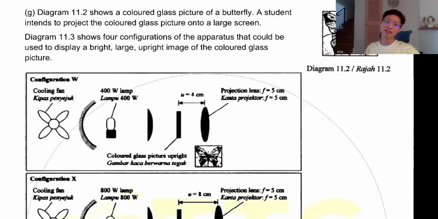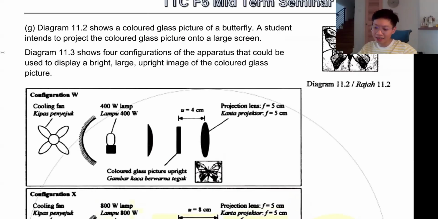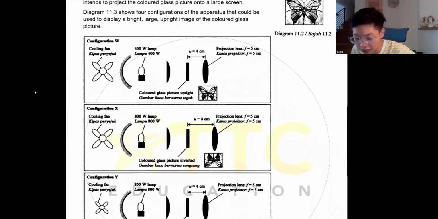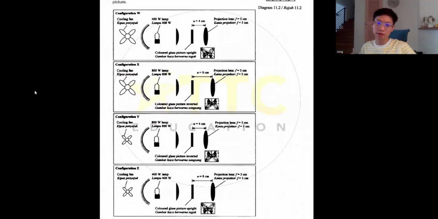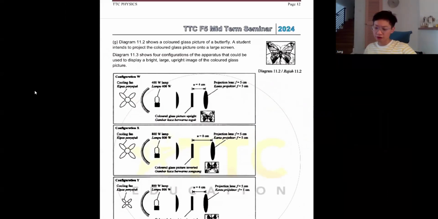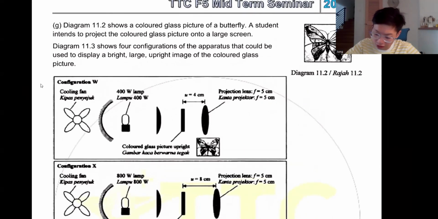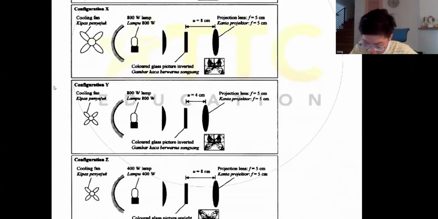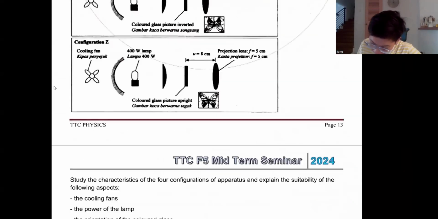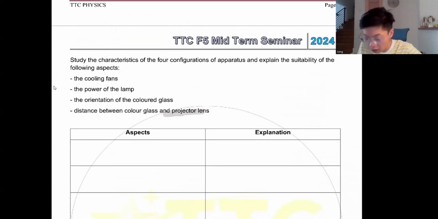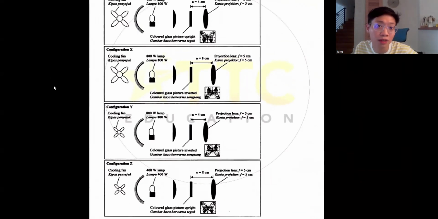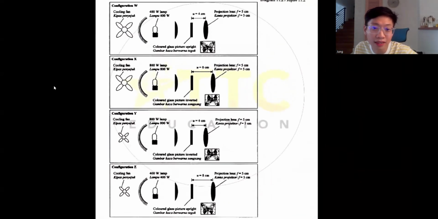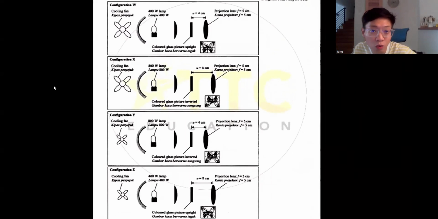Okay, now let's look here. Next part. It shows a colored picture of a butterfly. A student intends to project the colored glass onto a large screen, using 4 configurations, so that you can form a bright, large, upright colored glass picture. Okay, guys, here we got 4 types of projector. They want you to display all these larger, it's basically a screen projector. So now, can you tell me, based on this one, which is the better projector? Is it W, X, Y, or Z?